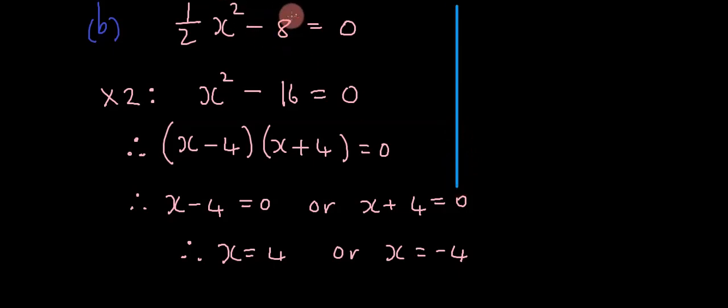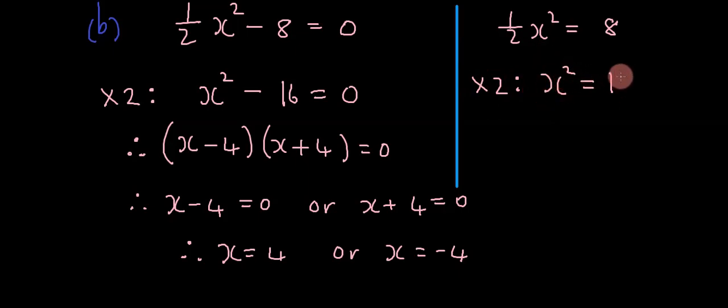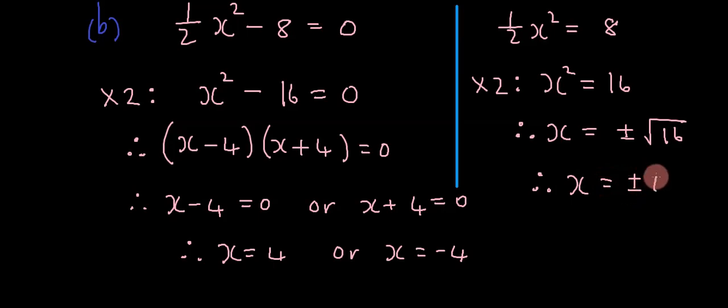We could have taken the negative 8 to the right-hand side. So a half x squared would equal positive 8. Then, getting rid of the fraction, we can multiply through by 2, and we'll have x squared equals 16. Now we can take the square root on the right-hand side. So x is plus or minus the square root of 16, which of course is plus or minus 4.